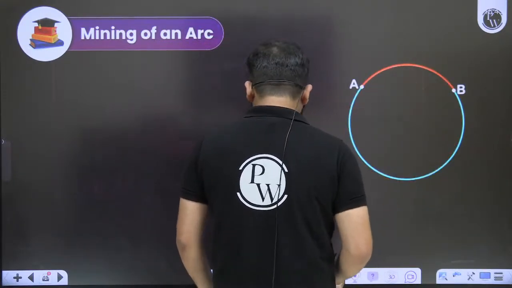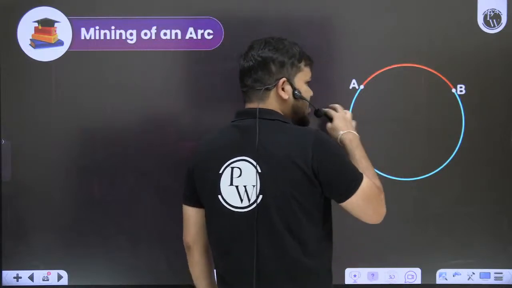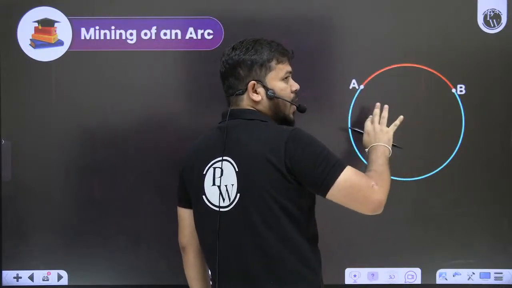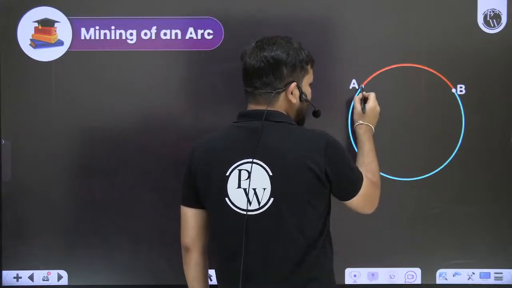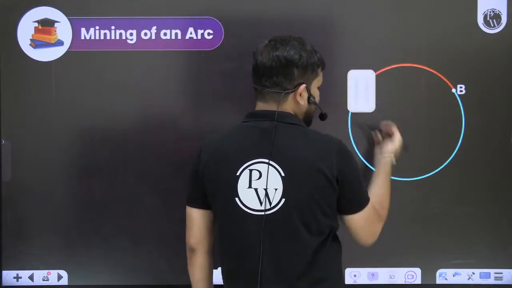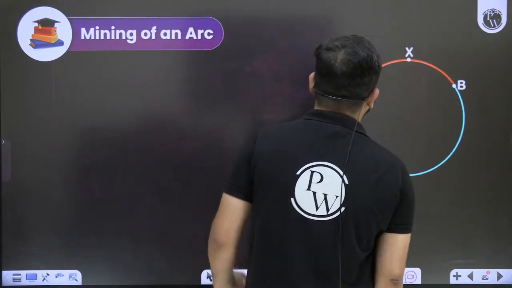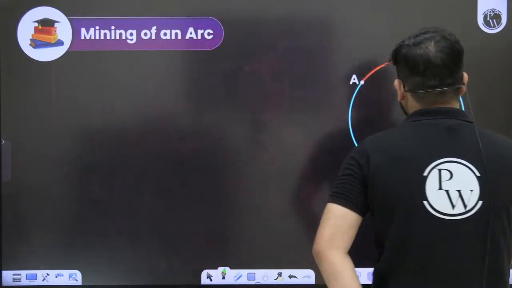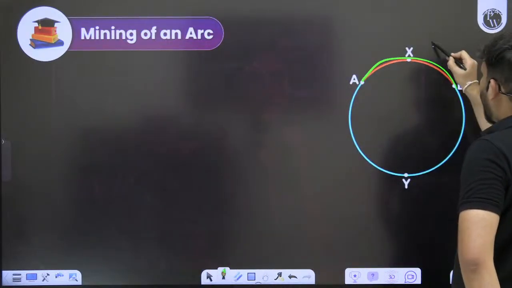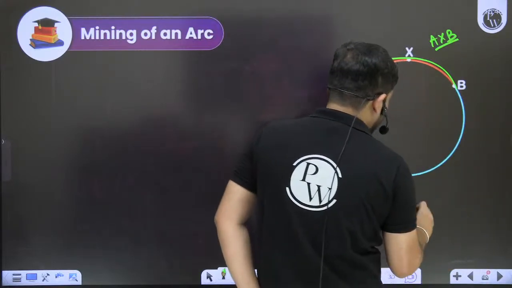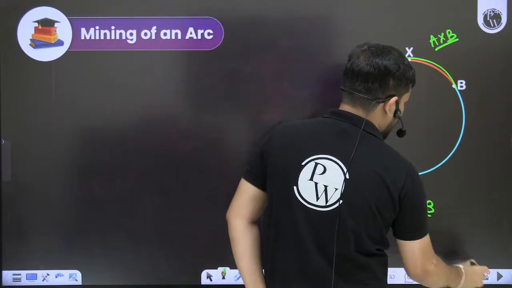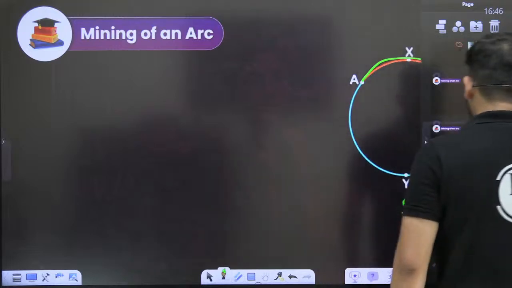But which one is the major and which one is the minor? Major is the bigger, larger one. Then A and B, this blue one will be the major, and the red one will be the minor. So AXB is minor, and AYB is major, right?